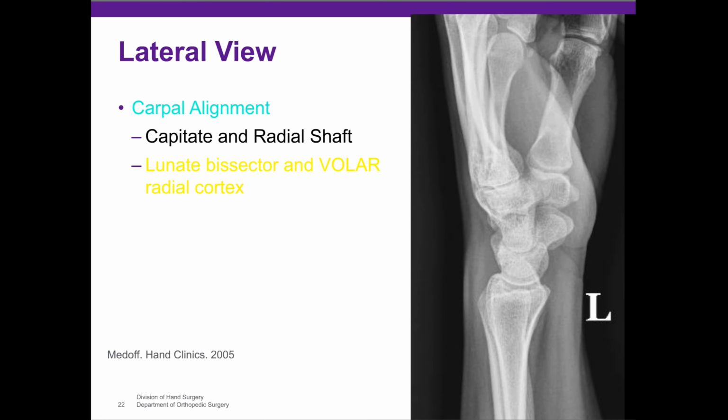Okay, so now assessing carpal alignment. There's a few ways to do this. One of the simplest ways is if you take a line down the radial shaft, it should line up with a line down the center of the capitate. Another way you can do it is if you look at a line on the volar aspect of the cortex of the radius, that should line up with the bisector of the lunate. And that is just another example of that volar jut, the pedestal of the lunate facet.